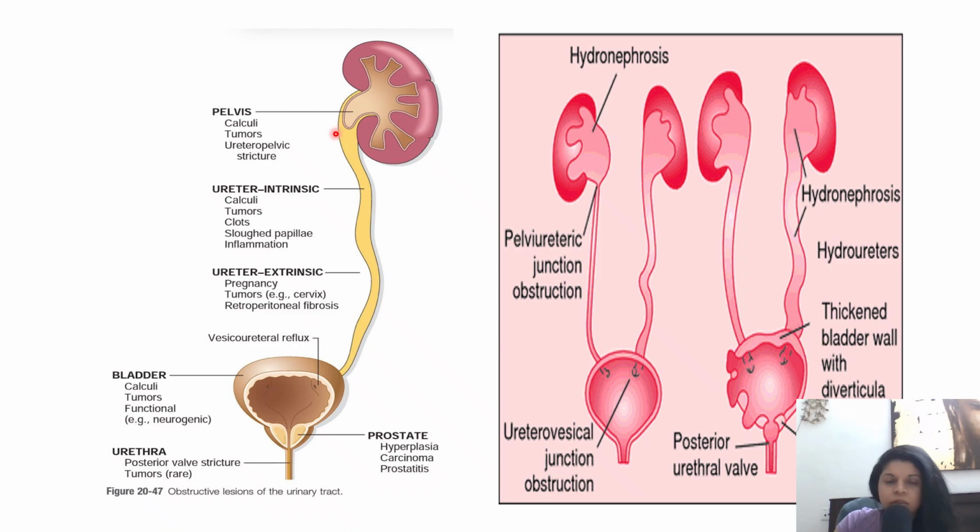Then in the ureter, there can be calculi, tumor, clots, stricture, cancer, everything. In the pelvic calyceal system also, obstruction can be due to any tumor, stones, or any congenital abnormality also. There are some physiological causes like pregnancy also.